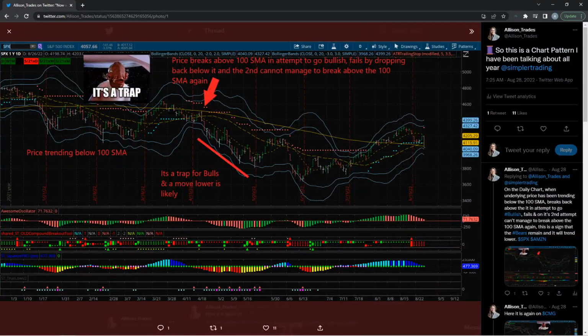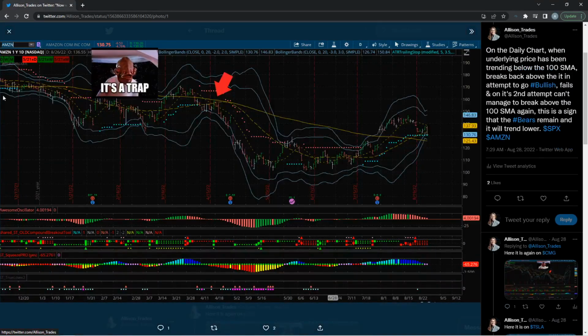There was another one here on Amazon where the price was trending below the 100 with the moving averages. We attempted to go back above it and break it. We were not able to hold that though, and so we broke back below the 100, turned it back into resistance. We attempted it a second time, but once again, notice the price was not able to break and hold above the 100-period simple.